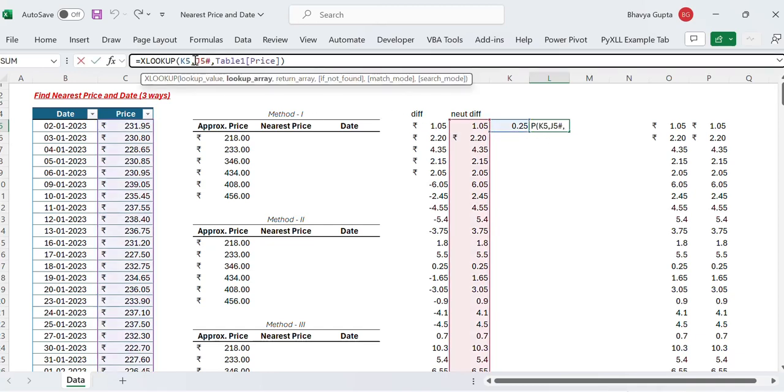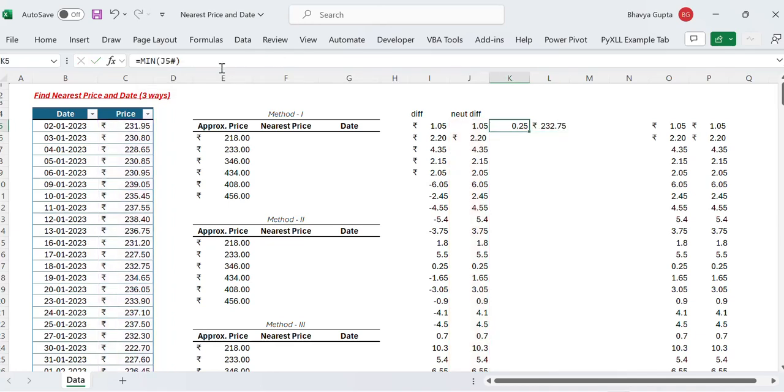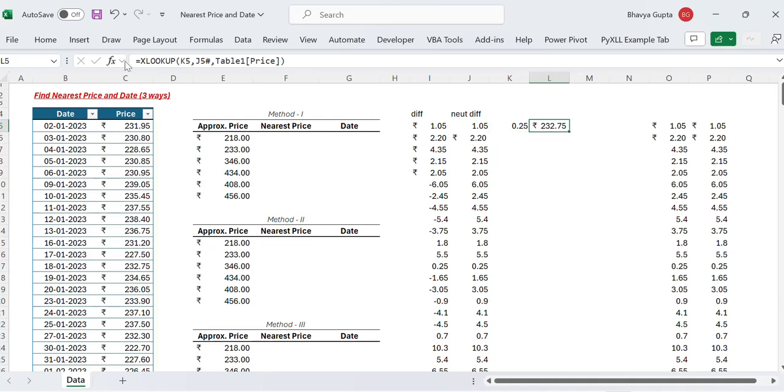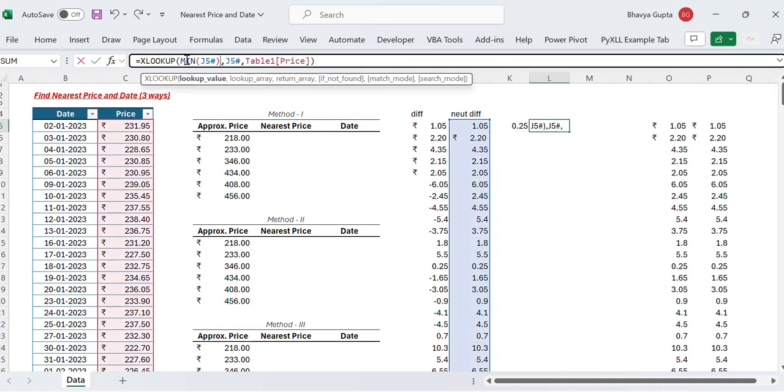So if we see this final result, we have these three inputs: K5, J5 hash, and Table1 price. So this is the user input. So we will keep this untouched. We will replace these two inputs with the respective calculations. So we will replace, let's say, K5 with its computation. So we will copy this, and we will replace K5 with that.